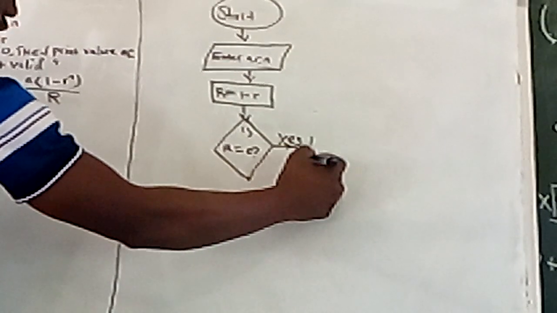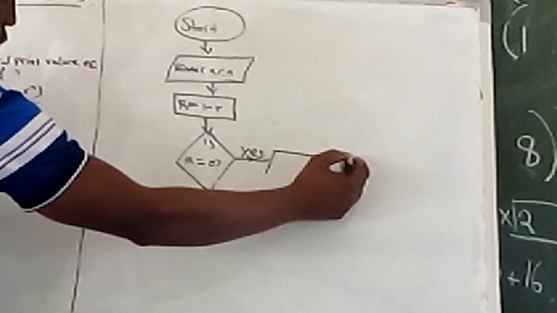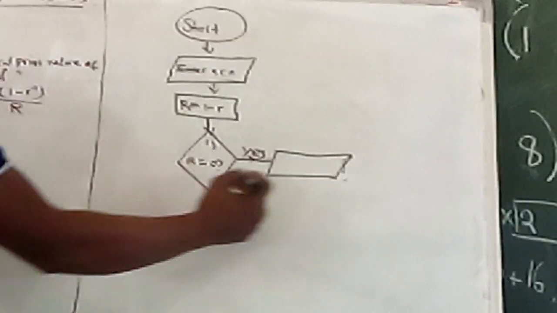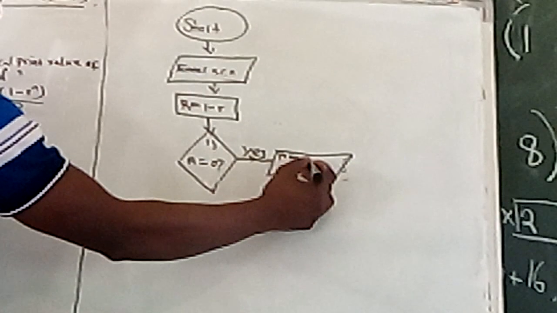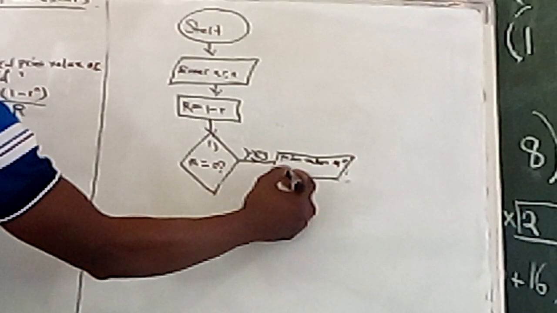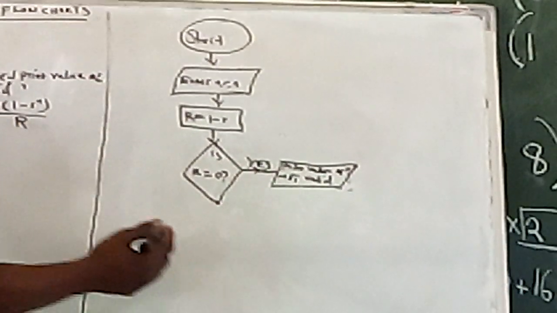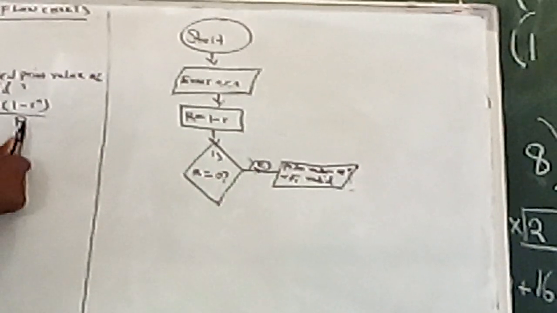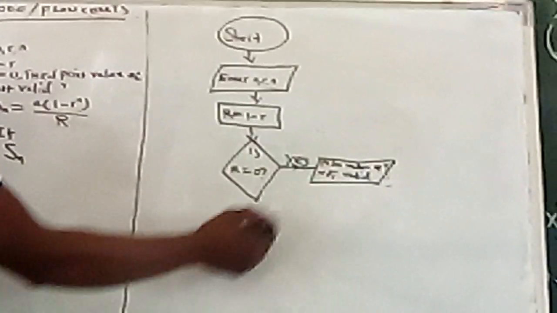And where are we printing from? We are printing in the same parallelogram shaped box. In it, you just write print, value of R not valid. Okay, value of R not valid. Okay, so because division by the denominator is not permissible.